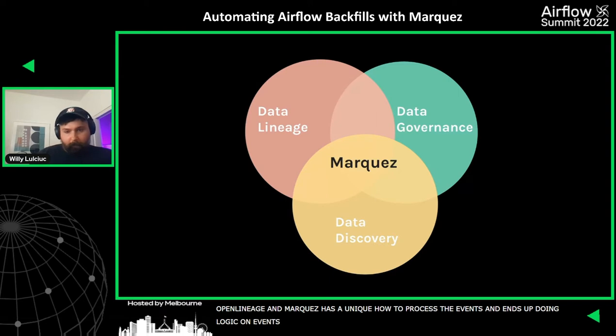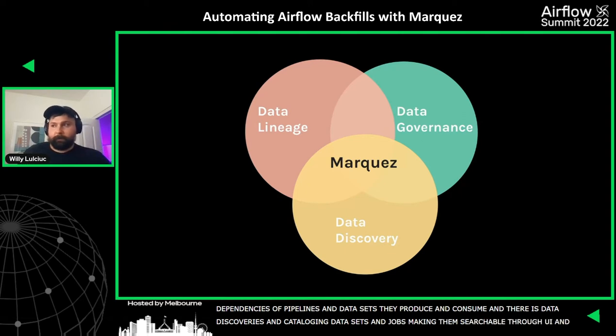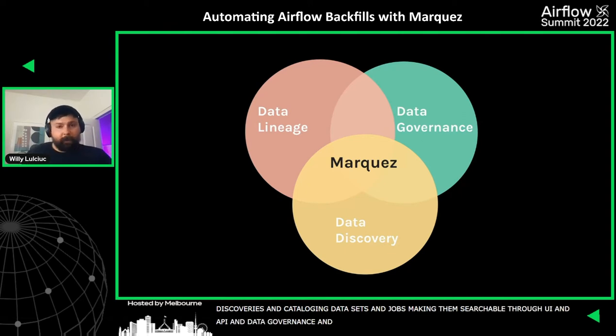And really quickly here, you look at three different use cases for Marquez. The one that's really important for this talk is data lineage, being able to track dependencies of your pipelines and the data sets that they produce and consume. There's data discovery, so being able to catalog data sets and jobs and make them searchable through the UI, but also an API. And then data governance, so really understanding what jobs are touching what data, does that data have PII, and should they be accessing it?